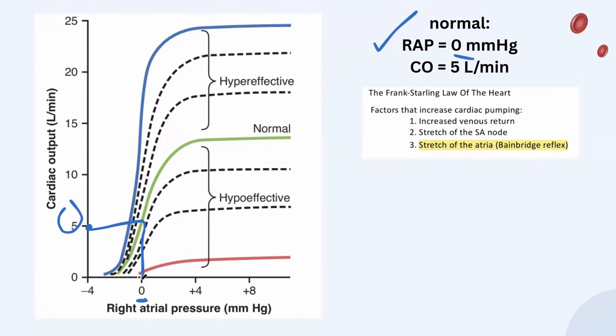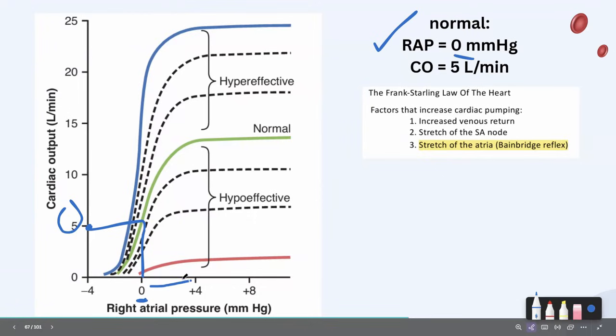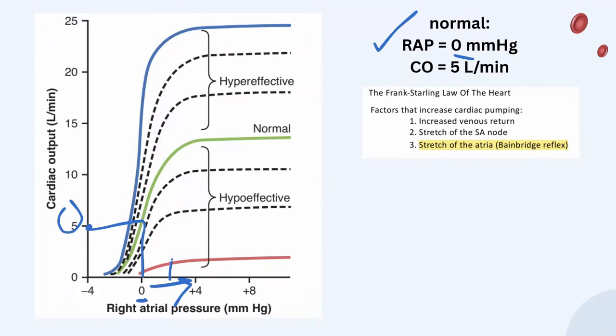What happens if the right atrial pressure increases from 0 to 2? Between 0 and +4, you have +2. So if it increases to +2, I'm going to go up, and keep going up, and then I go left once I touch the graph, and it's like 12. That means the cardiac output has increased. So if my right atrial pressure has increased, that means my cardiac output has increased. Why is that? This is very important.